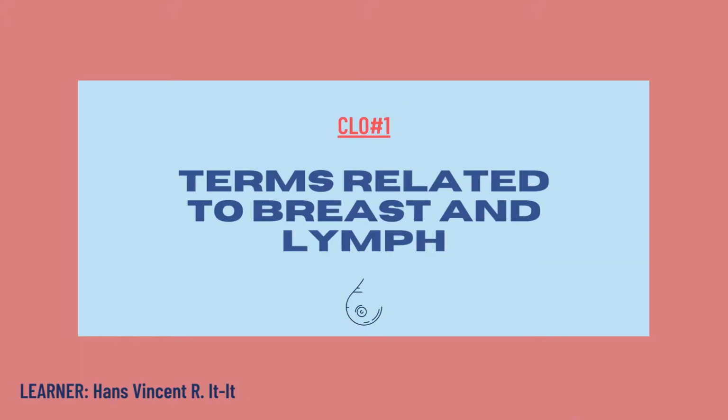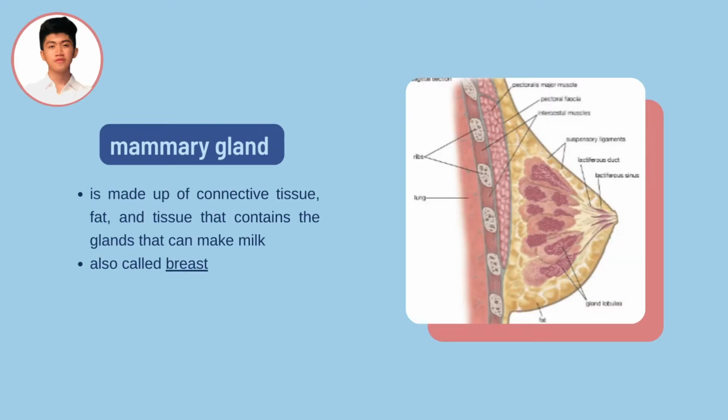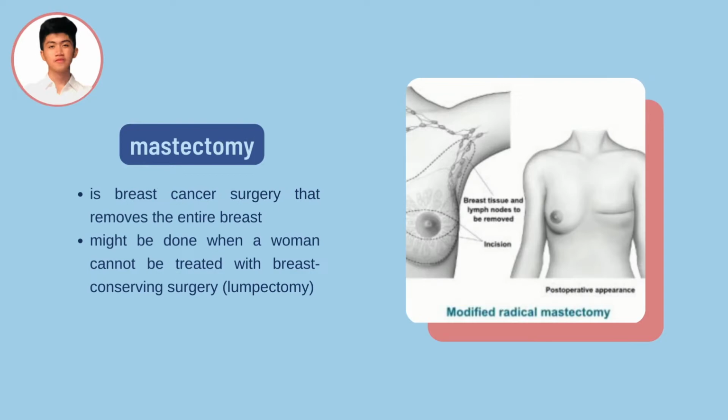Breast and lymphatic assessment. Axillary lymph nodes, also known commonly as axillary nodes, are a group of lymph nodes in the axilla and receive lymph from vessels that drain the arm, the wall of the thorax, the breast, and the upper walls of the abdomen. Mammary gland. The mammary gland is made up of connective tissue, fat, and tissue that contains the glands that can make milk, also called breast.